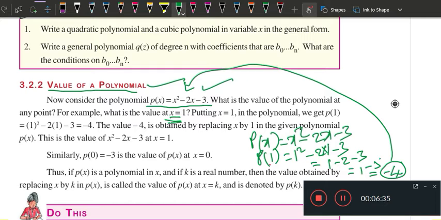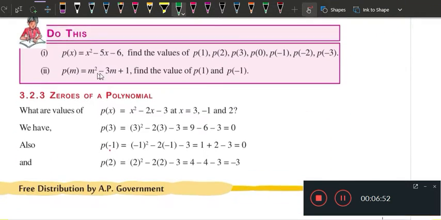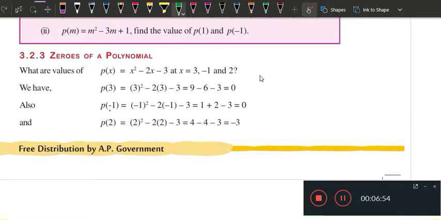Okay children, suppose p of x is there, if you substitute x equal to k, then it becomes p of k, that's all. Okay children, next we will see zero of a polynomial. Next concept is zero of a polynomial.